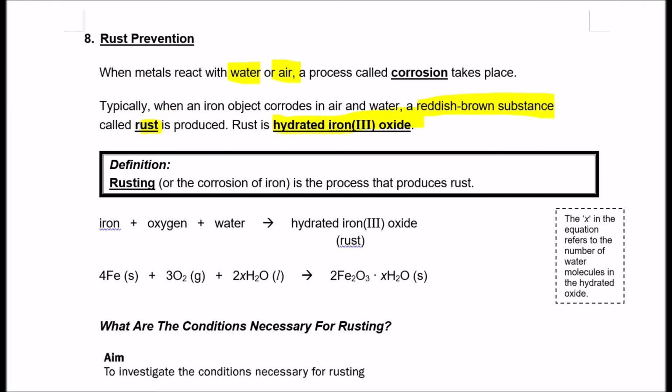When we have iron in the presence of oxygen and water, we'll get the formula you see below, and the letter X represents the amount of water molecules inside the oxide. So if there's a lot of water, then the X will be bigger. This shows that there is water within the molecule, but it's not actually bonded, it's just hydrated.